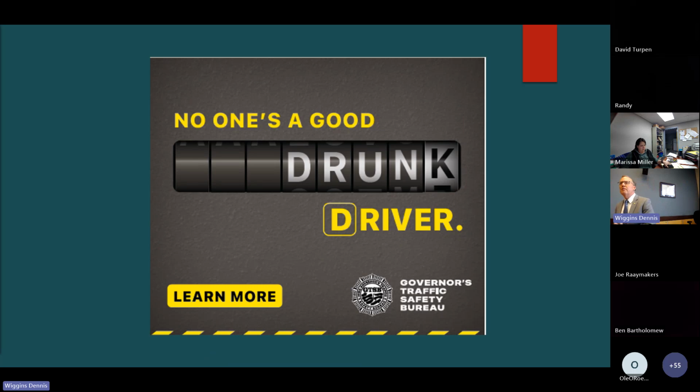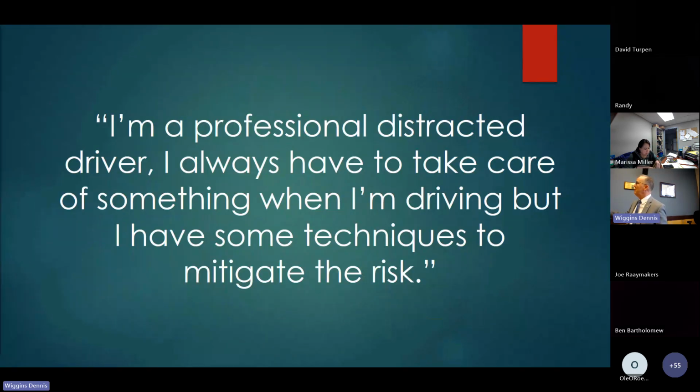People think they're good drivers. People think it's everybody else, and so that's what we hear over and over again. It's always the other person. It's not me. "I'm a pretty good drunk driver. I know what I'm doing. I think it's the safest option just to drive." "I'm a professional distracted driver. I always have to take care of something when I'm driving, but I have some techniques to mitigate the risk."